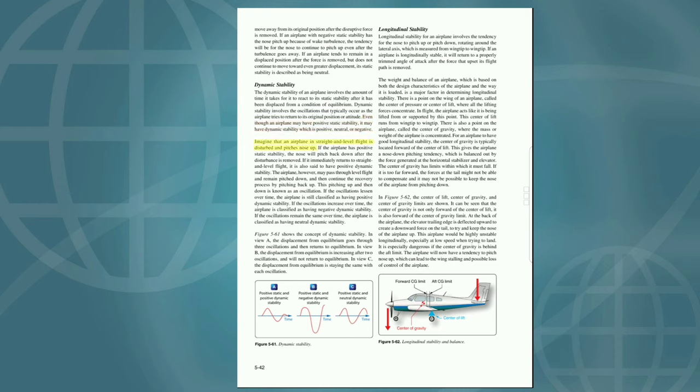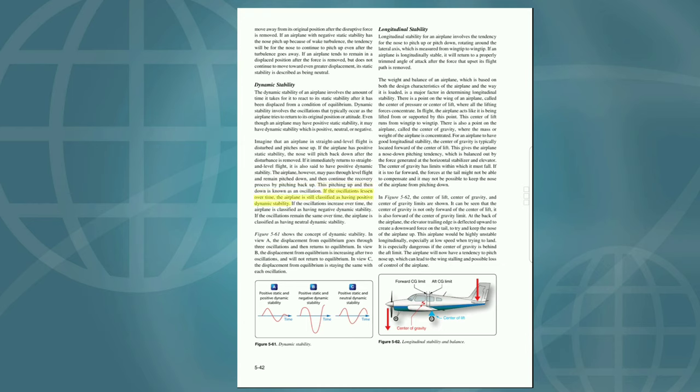Imagine that an airplane in straight and level flight is disturbed and pitches nose up. If the airplane has positive static stability, the nose will pitch back down after the disturbance is removed. If it immediately returns to straight and level flight, it is also said to have positive dynamic stability. The airplane, however, may pass through level flight and remain pitched down, and then continue the recovery process by pitching back up. This pitching up and then down is known as an oscillation.